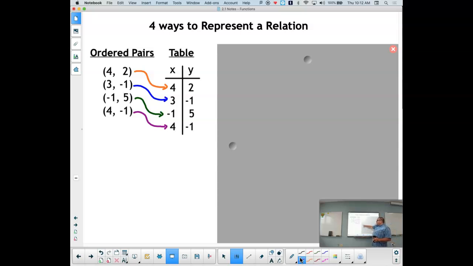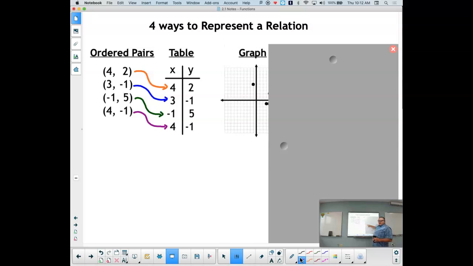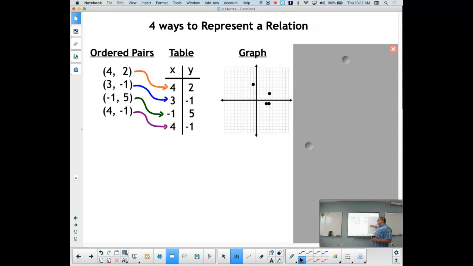The third way is, now don't freak out when I do this way, okay? The third way is by graphing. Okay? We can graph the relation on a Cartesian coordinate system, X, Y graph.